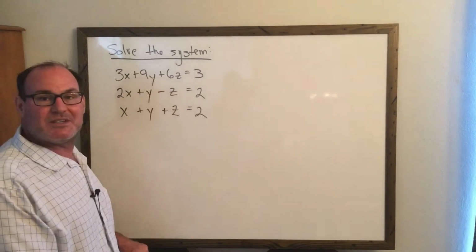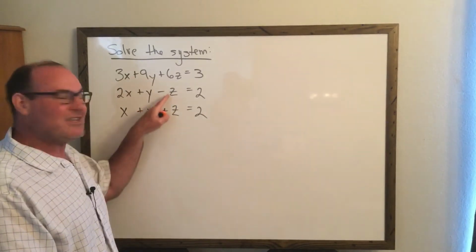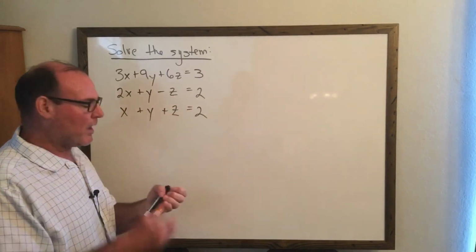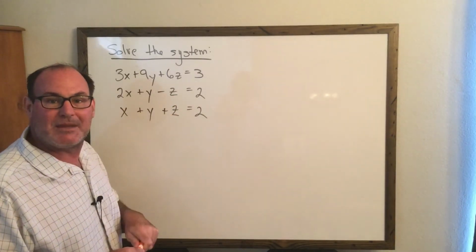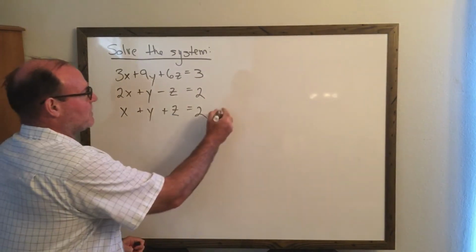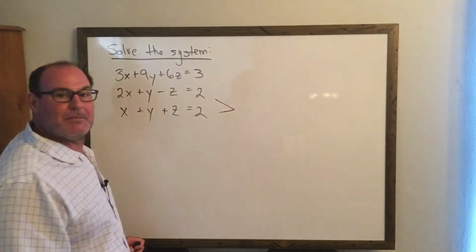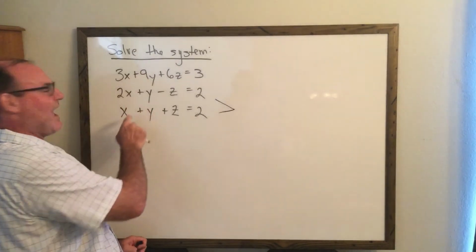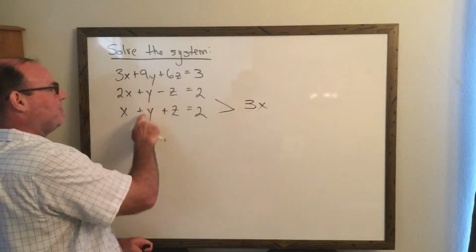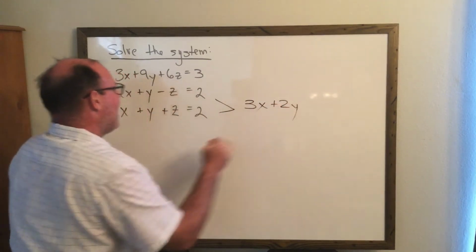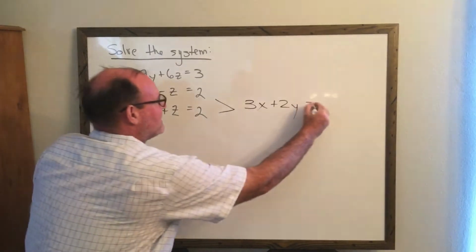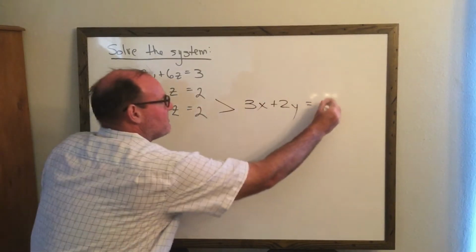But what I'm going to notice here is if I just add these two equations together, the z's fall out right away. So what I'm going to do is eliminate the z's. So I'm going to take these two equations right here. I'm going to eliminate the z's. So when I add them together, 2x plus x is 3x. y plus y is 2y. And then negative z plus z, those cancel. That's great. And then that's equal to 2 plus 2 is 4.